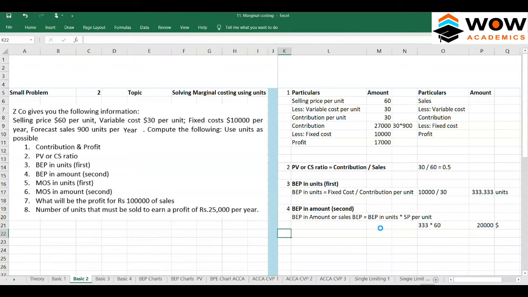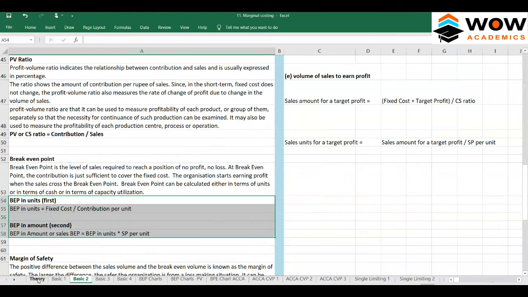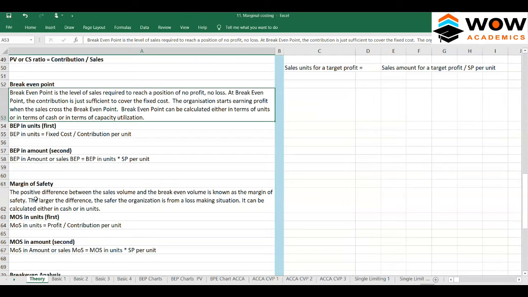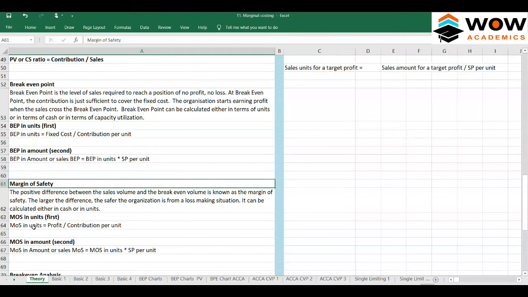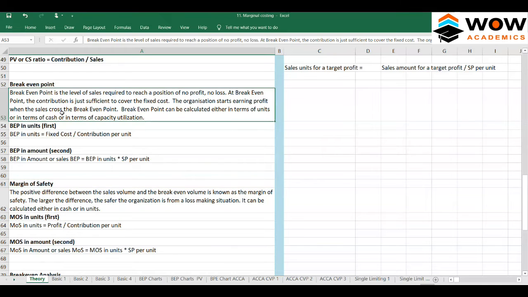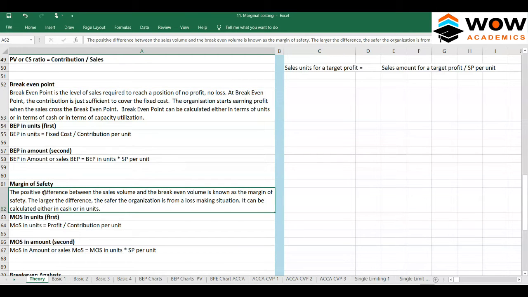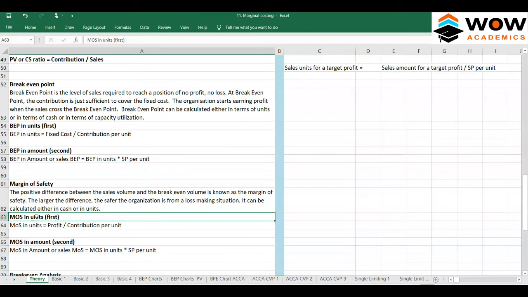Now we have to move to the 5th one. We'll look at what is MOS here. MOS refers to margin of safety. Margin of safety refers to the profitable part of sale. Sale is divided into two parts: the sale that is made to recover the cost, and the sale that generates profit. Higher the MOS, higher your profit is going to be. The formula is MOS in units is profit divided by contribution per unit. MOS in amount is MOS in units into selling price per unit.